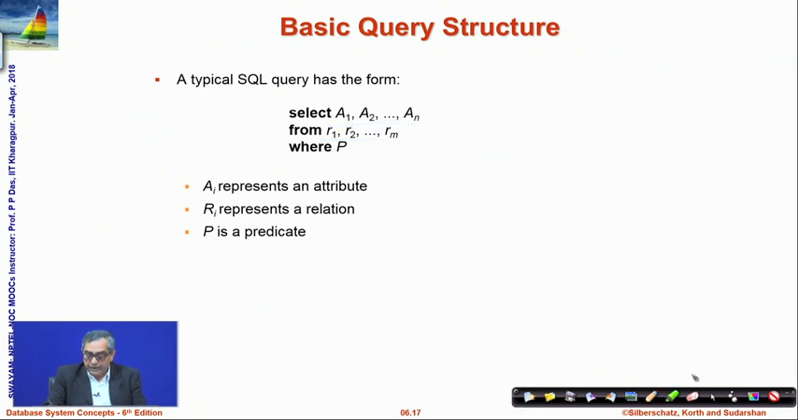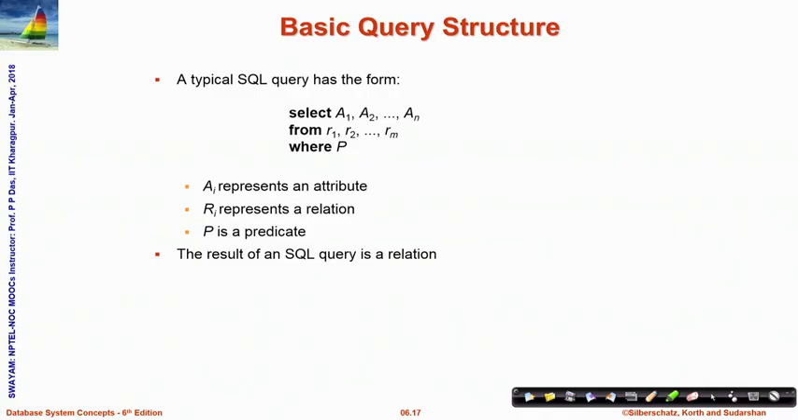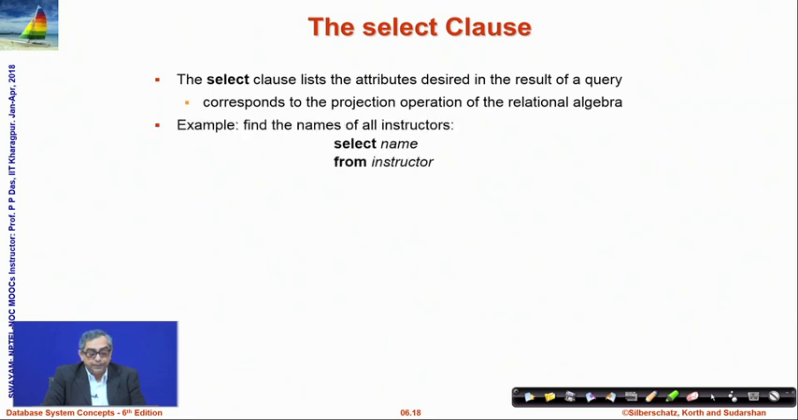So, this is the basic understanding of the structure of the SQL query, and naturally, as I have mentioned, that will result in a relation. Now, we will go over each and every clause carefully. The select clause, as I said, will list all the attributes. So, it is like a projection in terms of the relational algebra that we have done.